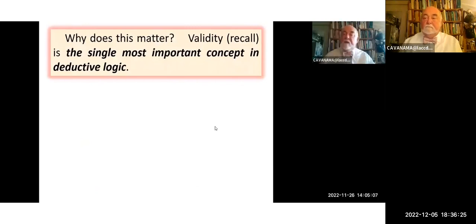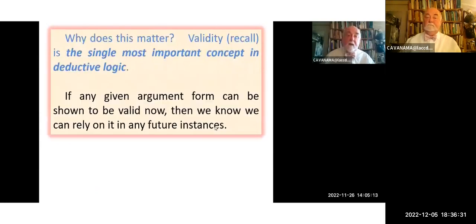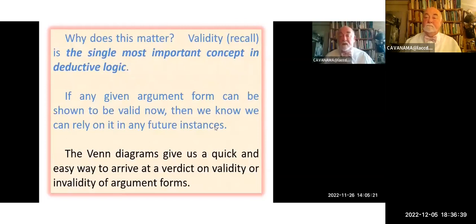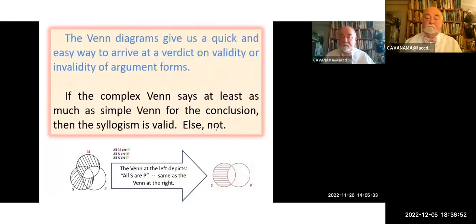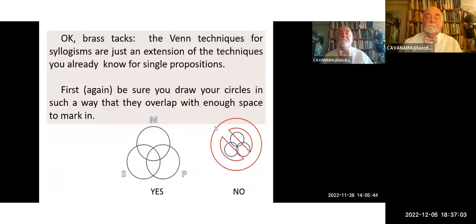Why does this matter that we use Venn diagrams in this? Well, remember, validity, the single most important concept in deductive logic. If any given form can be shown to be valid, then we know we can rely on it in future instances. And if not, then we know we cannot rely on it in future instances. And the Venn gives us a quick and easy way to arrive at a verdict on validity with respect to these argument forms. For 256 of them, you can do it for each and every one in a blink of an eye. If the complex Venn says at least as much as a simple Venn that would represent the conclusion, then you have a valid syllogism. If you don't, you don't. That's that basic.